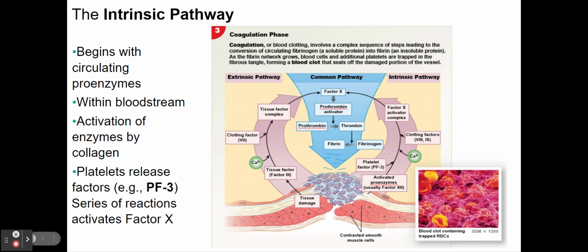The intrinsic pathway begins with the activation of proenzymes, usually factor 12, exposed to collagen fibers at the injury site or a glass surface, like the side of our collection tube, whatever it may be. This pathway proceeds with the assistance of PF3, a platelet factor released by aggregating platelets. Platelets also release a variety of other factors that accelerate the reactions of the intrinsic pathway. After a series of linked reactions, activated factors 8 and 9 combine to form an enzyme complex capable of activating factor 10.